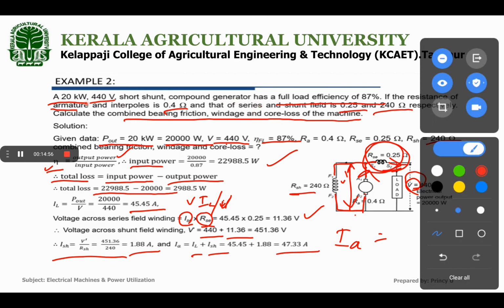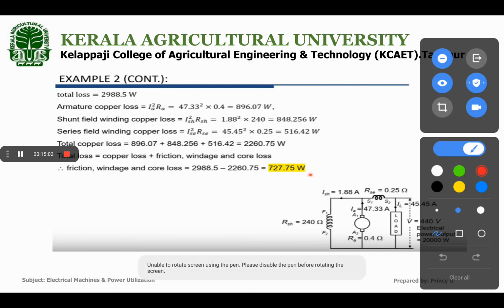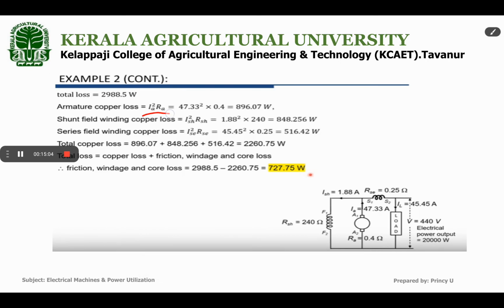Now you can calculate the armature copper loss. Now you get the armature copper loss as Ia square Ra. Calculate this value. Then the shunt field copper loss is ISH square RSH, and the series field copper loss is I series square R series. You can calculate by substituting all these values. Now the total copper loss is the sum of these three values. Okay, so you got the total copper loss, and the total loss is already calculated as input minus output.